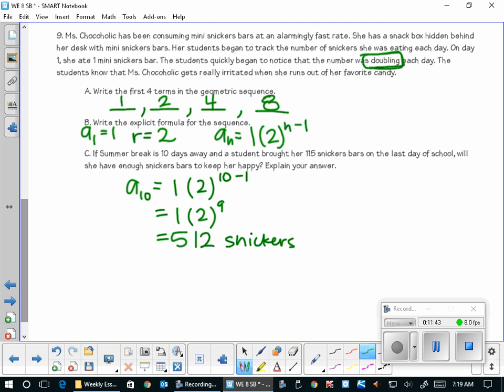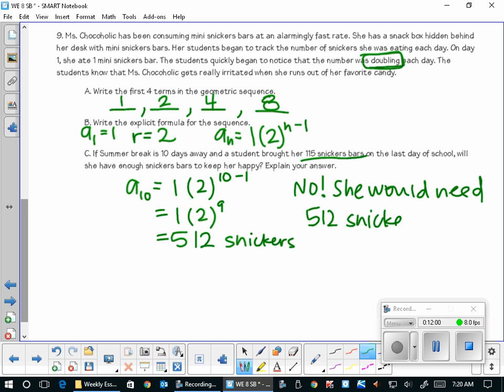So the question says if she only has 115 Snicker bars, is that enough to keep her happy? No. She would need 512 Snickers to keep her happy.